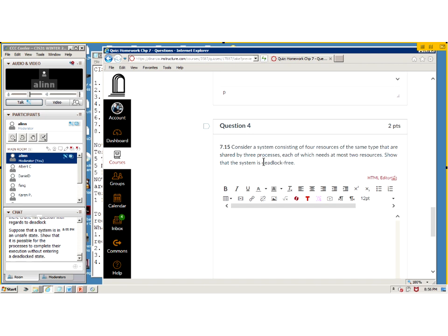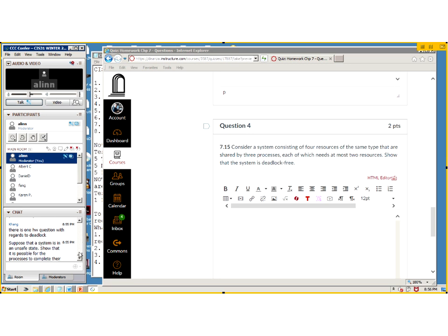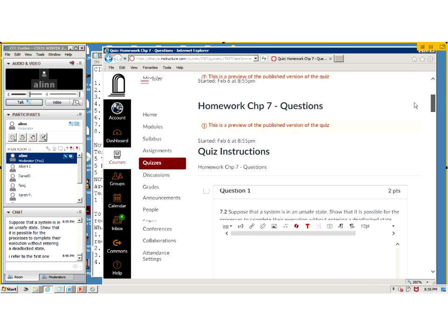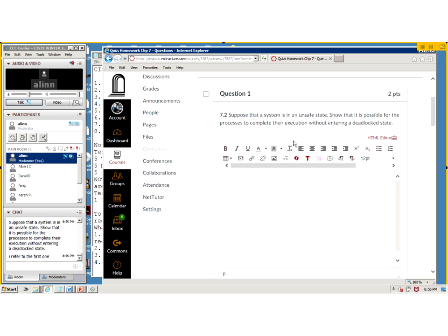Is this the one you were talking about? Hang on, I have to catch up to you. Let's see. First, is that the one you're talking about? Suppose the system is unsafe. Show it's possible for the process to... Oh, it's the first one. It's not deadlock. It's talking about avoidance concepts.